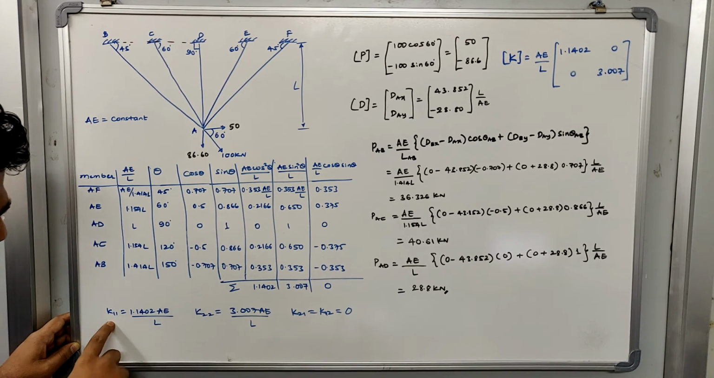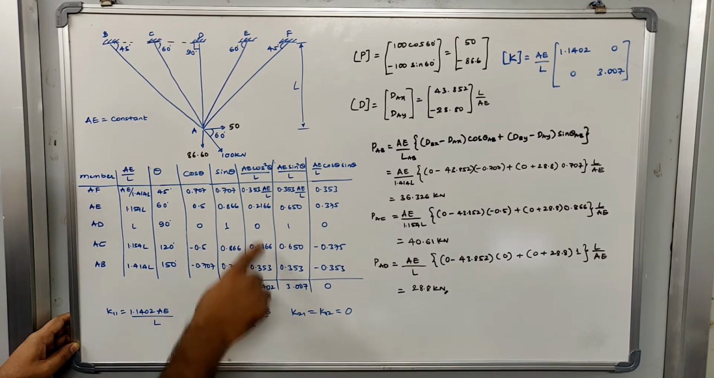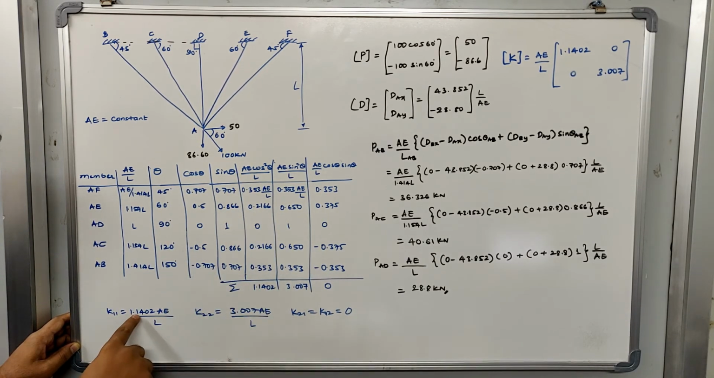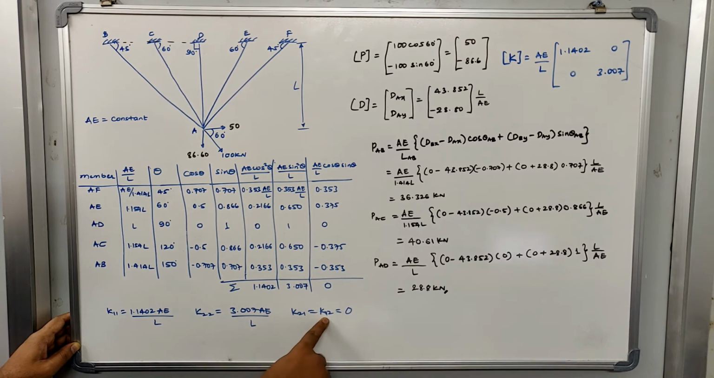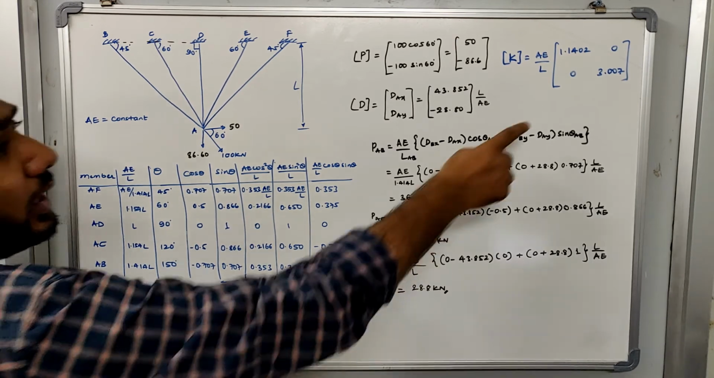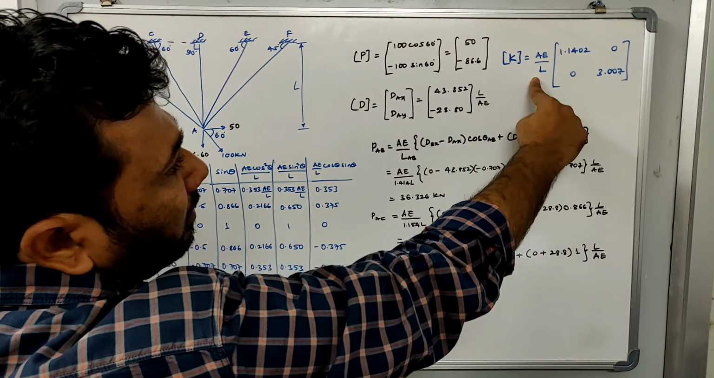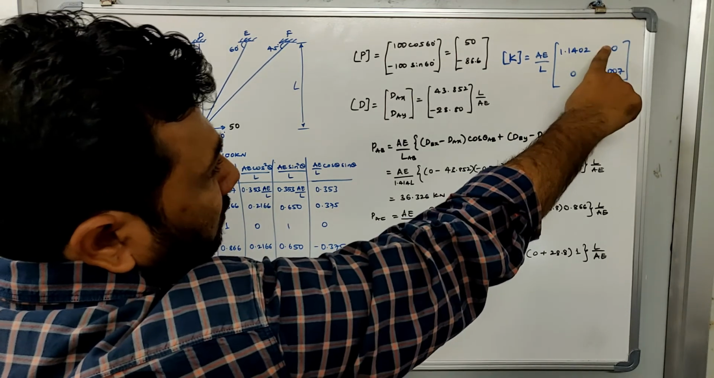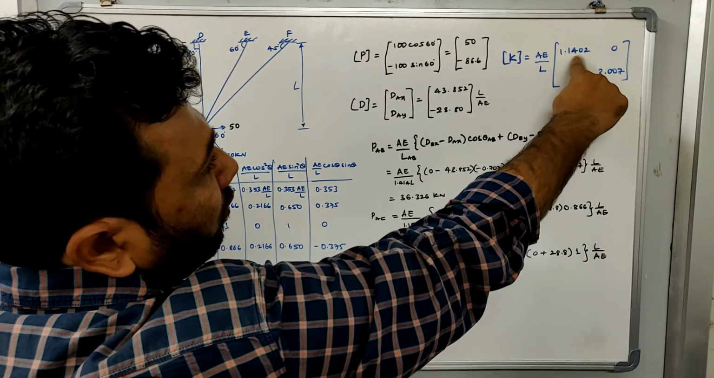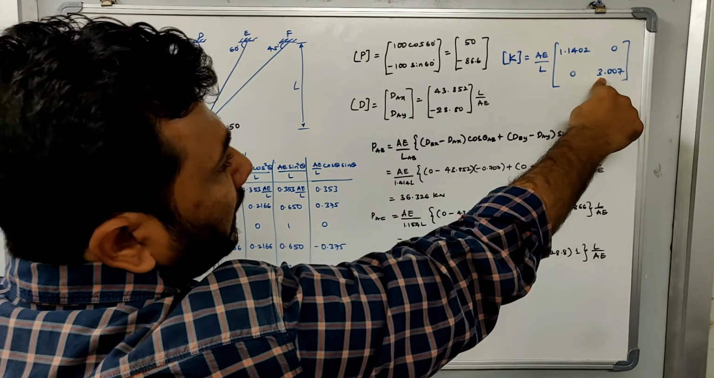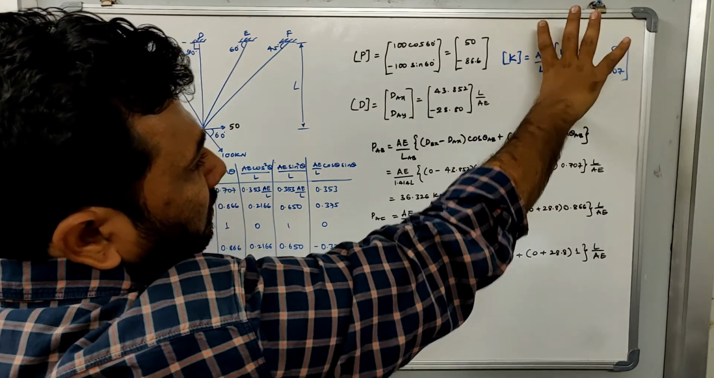Okay, so k11 will be the summation of this column, which is 1.1402 AE by L. K22 will be the summation of this, which is 3.007 AE by L. K21 and K12 are equal to 0. Once we solve this, we can write our stiffness matrix. In the stiffness matrix I have taken AE by L as common, so our matrix will be this, 1.1402 and 3.007, so this completes our stiffness matrix.